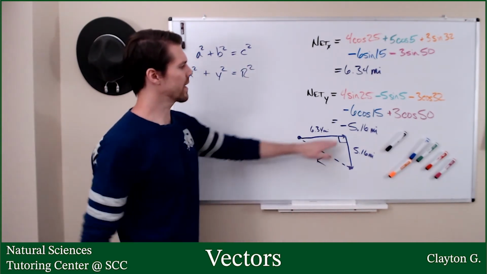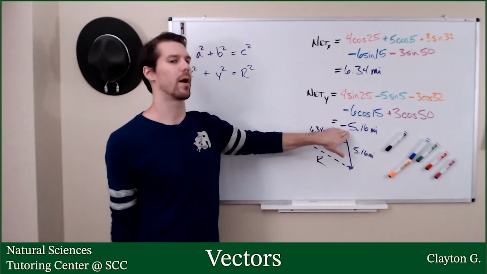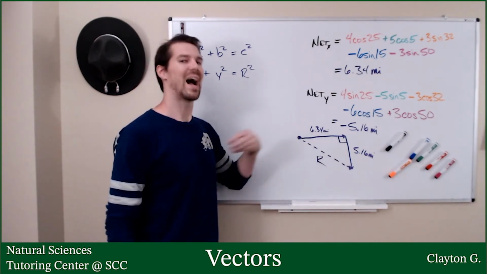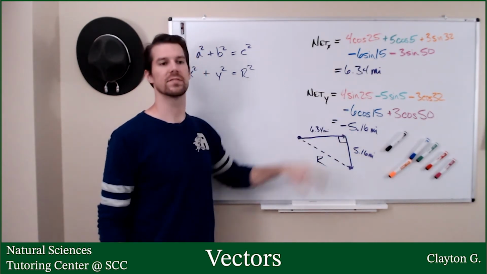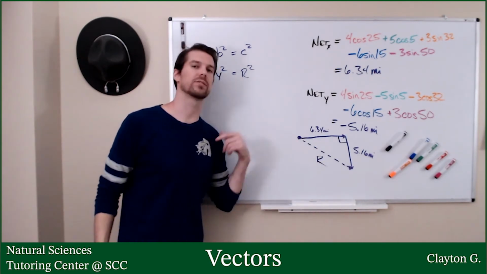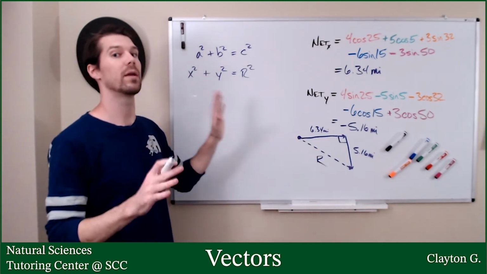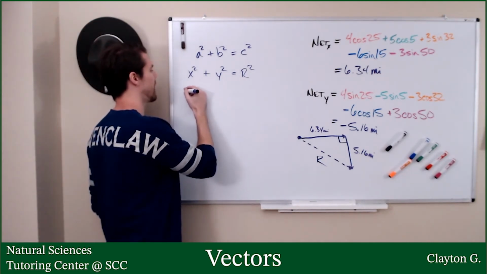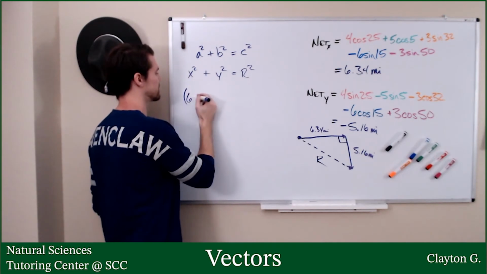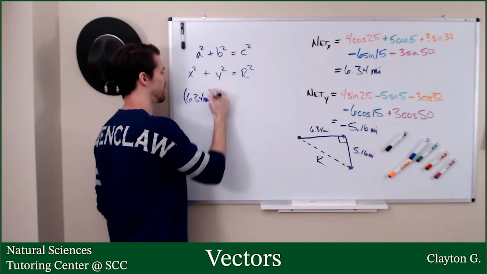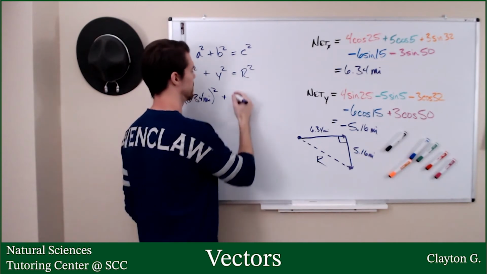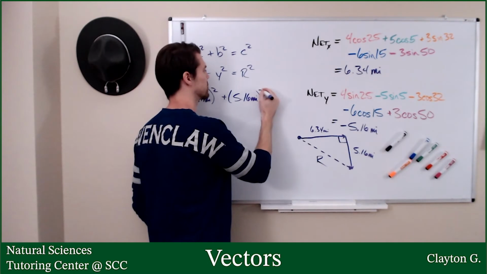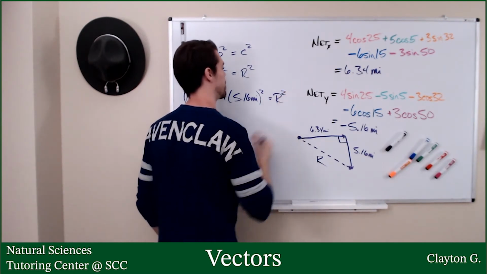And now I could plug this negative in here. Any negative number squared is a positive. But again, as soon as I'm done drawing my triangle, I do away with these negatives and positives because I don't need them. I can see which direction this is in. I don't need a negative to tell me once again that this is down. Okay? So I'm going to go ahead and do away with those. So we have, in the x direction, 6.34 miles, that's squared, plus 5.16 miles squared equals r squared.